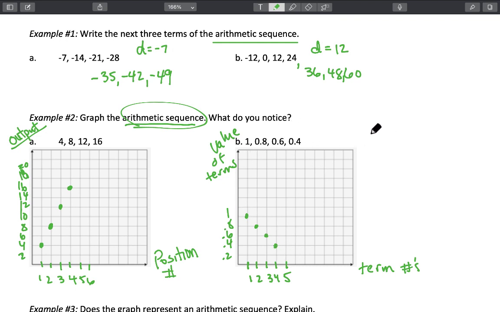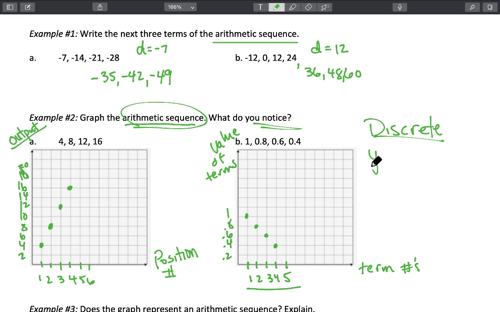Now, a couple of things you should notice here is that these are discrete graphs. They're not continuous. You do not connect these points with a straight line. The reason is that along the x-axis, these are your position numbers. You only have 1, 2, 3, 4. You don't have the position of 3.5 or 2.5 or 1.75. So you only have these integer values as your x's. So these are going to be discrete graphs.